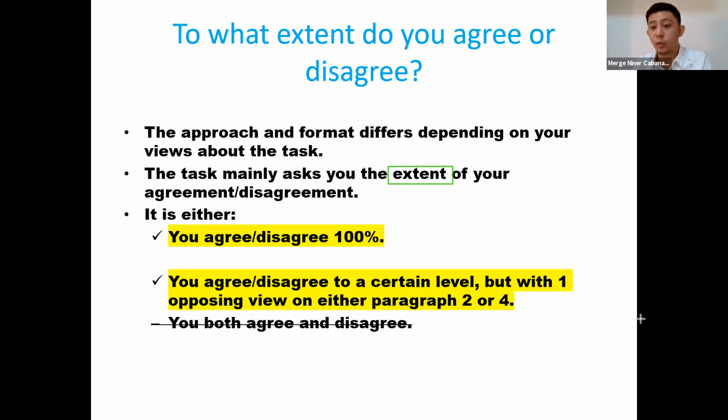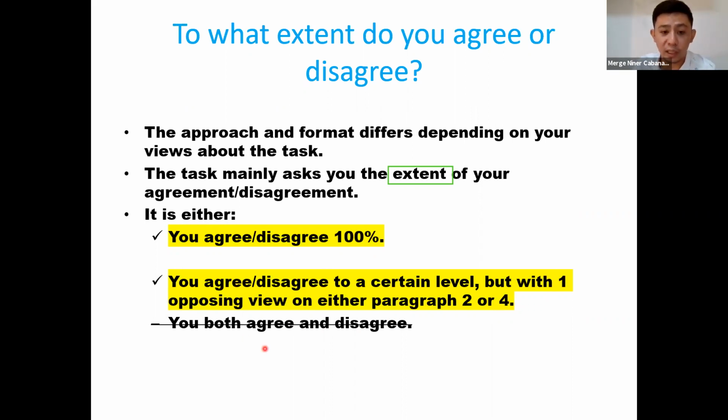So for you guys who do not know that adverb is the one that answers the extent of your agreement or disagreement, I want you to go back to your Grammar 5 lecture, which is still uploaded on my YouTube channel. All right. As I have mentioned, we had 3 approaches in the past. But now we do not follow the last approach, which is where you both agree and disagree. We do not do this anymore. We only use the approach where you agree or disagree 100%, and where you agree or disagree to a certain level, but with one opposing view on either paragraph 2 or paragraph 4.